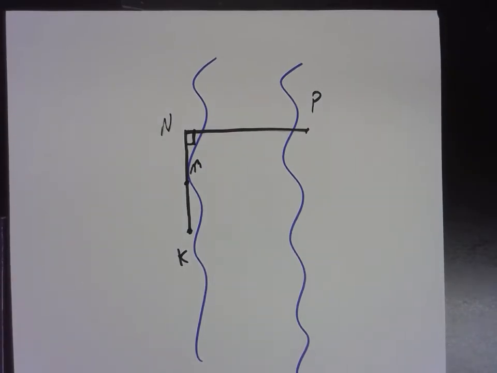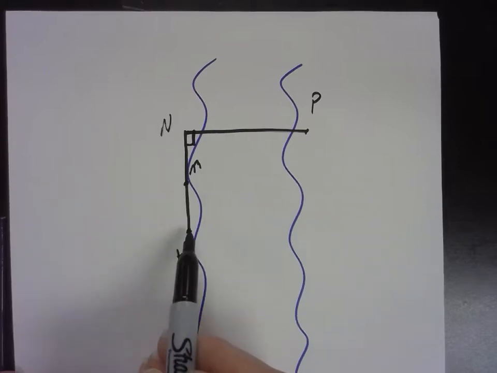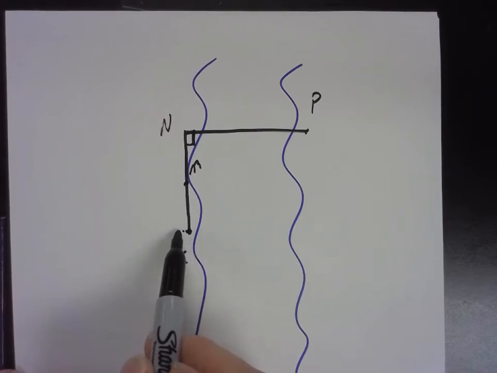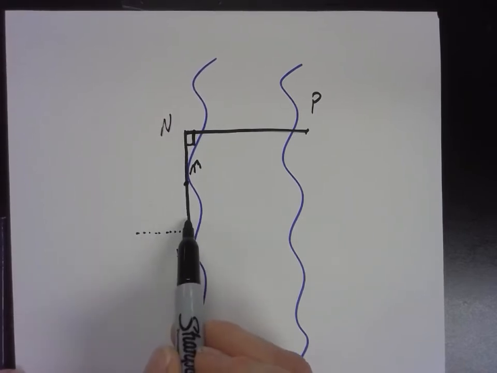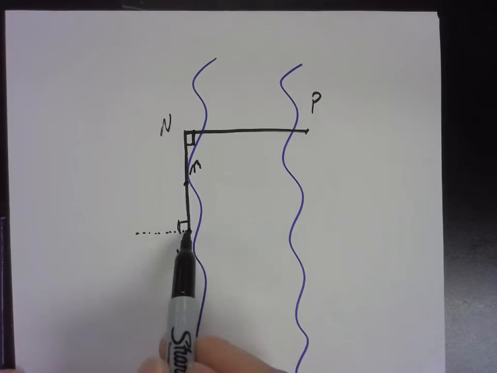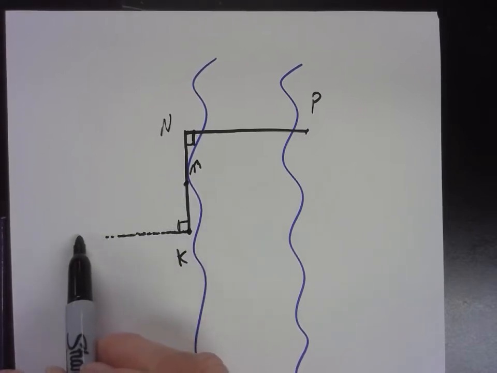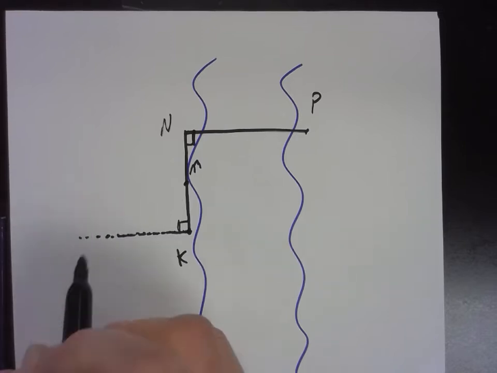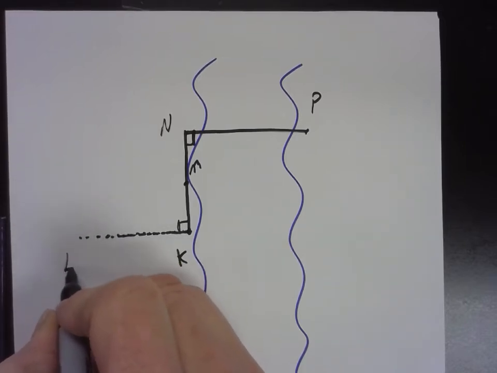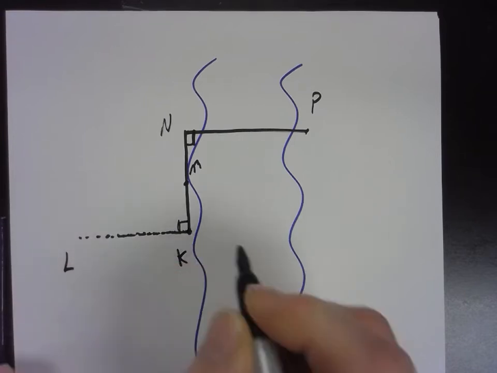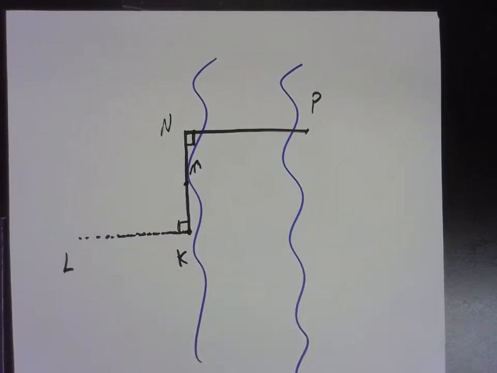Locate point L so that NK is perpendicular to KL. So you've got to come out here like this, from point K, you've got to go perpendicular to NK, and walk out here, and place point L somewhere out along that line. Now the question is, where do you place it, right?